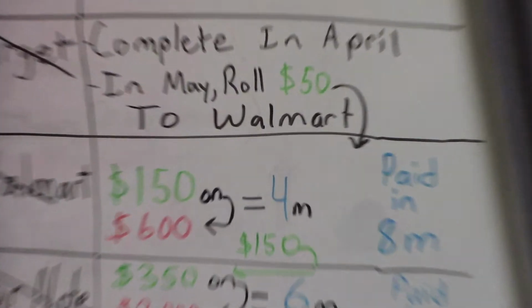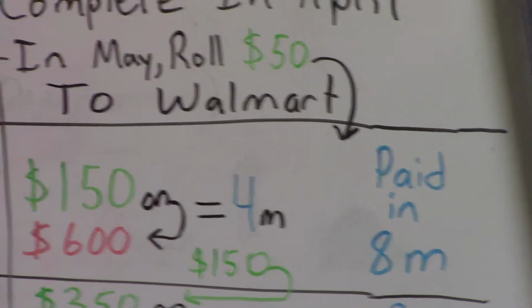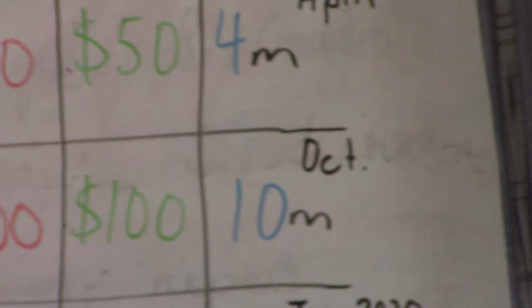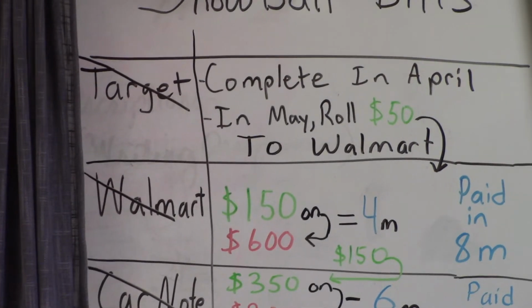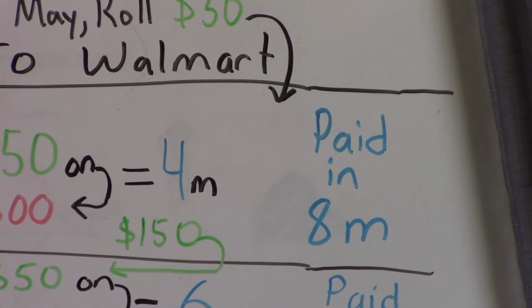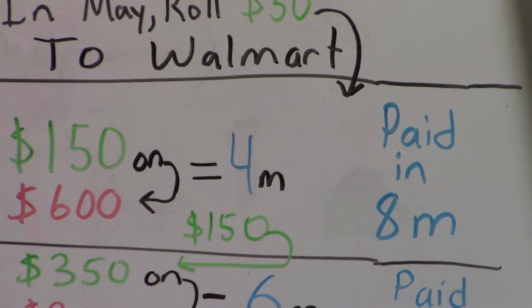In the meantime, you're still paying on the car note. But remember, initially, Walmart was going to take 10 months to pay, but because you did the snowball effect and you rolled that $50 over, now it only took 8 months to pay off Walmart. We're making progress and we're saving money. Anytime you can make progress and save money, that means you're making money and you're looking good.